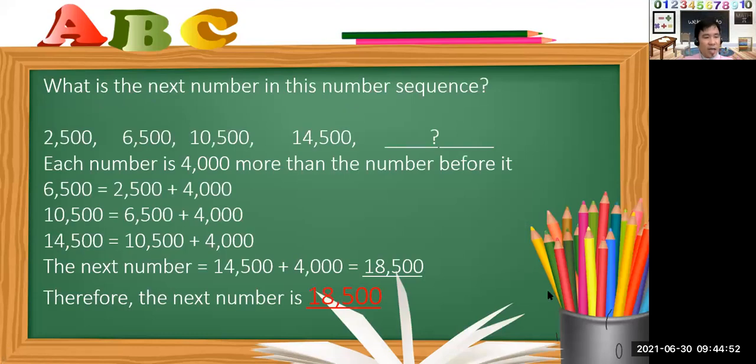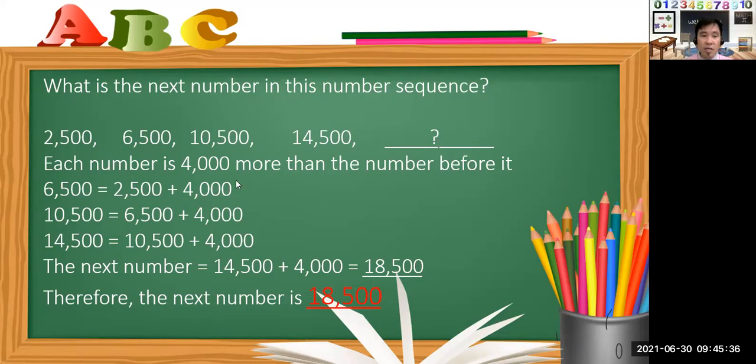Now, here we go. In your book, I want you to open your book. If you have your book with you, sorry, let me erase this one first. Now here in your book, you can see it on page 15, that 2,500, the next number becomes 6,500, and the next number is 10,500, and the next number becomes 14,500. Now, what is the next number?